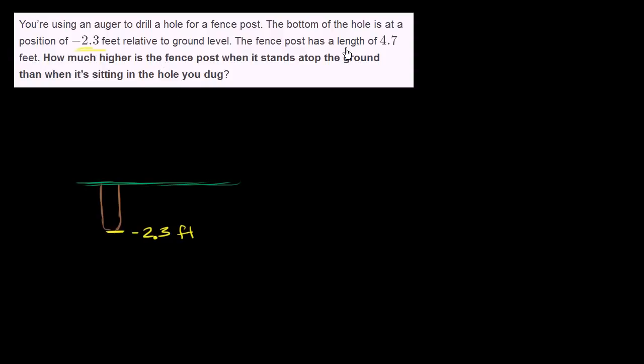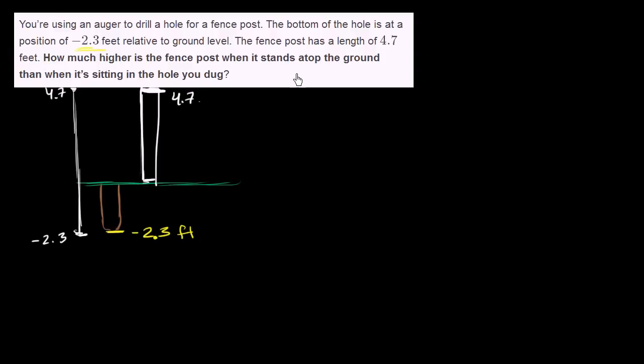The fence post has a length of 4.7 feet. How much higher is the fence post when it stands atop the ground than when it is sitting in the hole you dug? So when it is sitting atop the ground, let me draw the fence post. It looks something like this. And so when it's sitting atop the ground, it's 4.7 feet high. So this distance right over here is 4.7. So let me make this clear: this right over here is negative 2.3, and this right over here is 4.7. That's how tall it is when it's sitting on top of the ground.